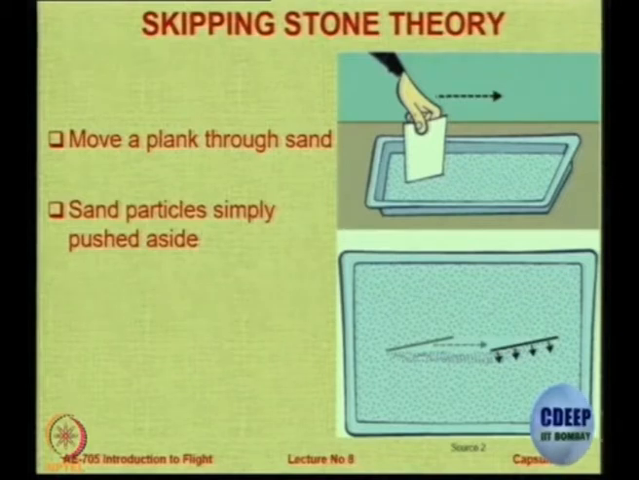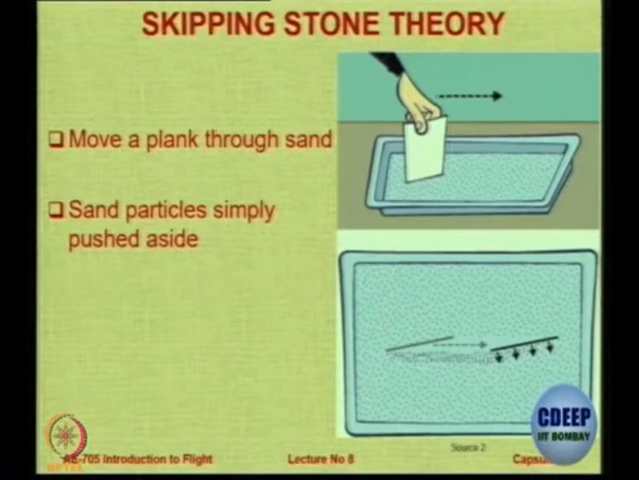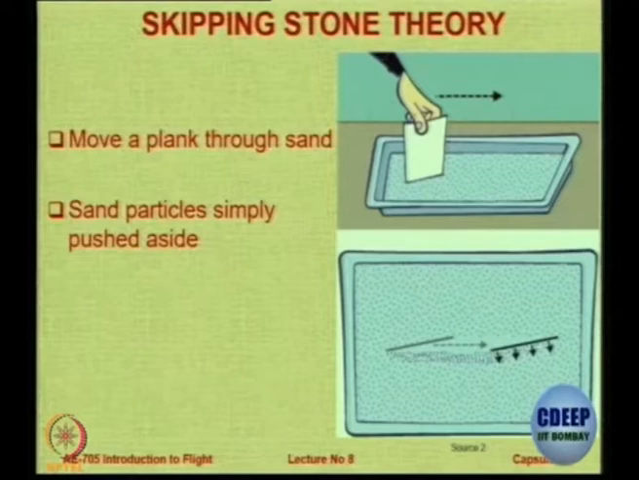So as you move it like this, and if you give a small angle and move it like this, the particles here will be moved aside. The particle below will be moved down, and the plank will move forward. This is called the skipping stone theory. So in this particular case, the sand particles are simply pushed aside.